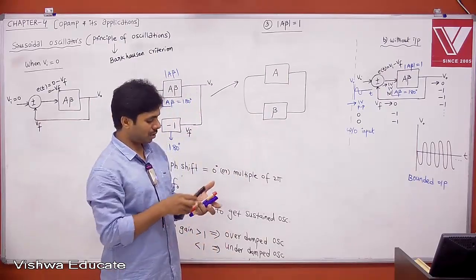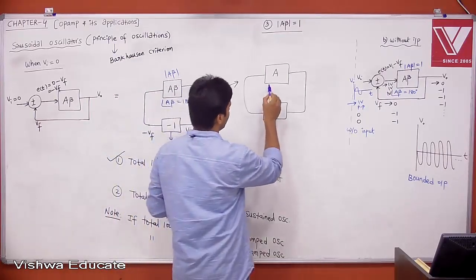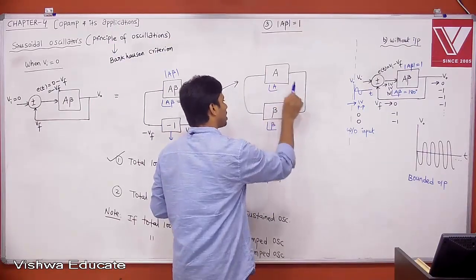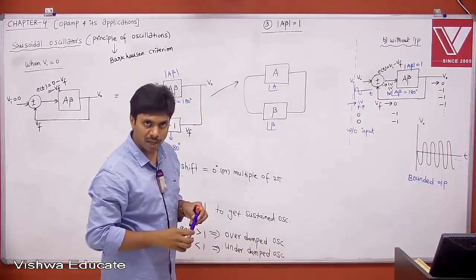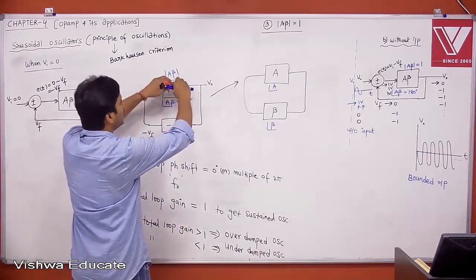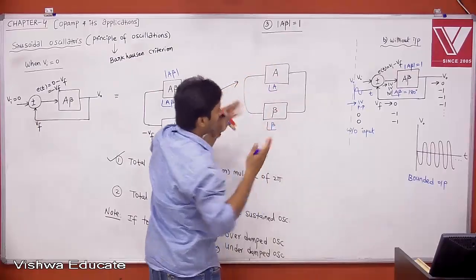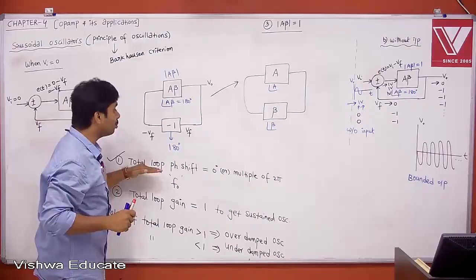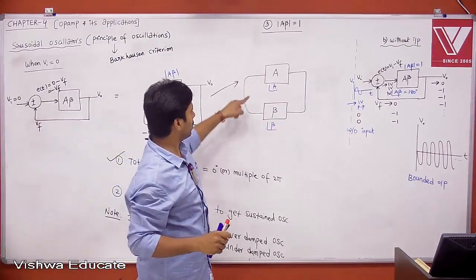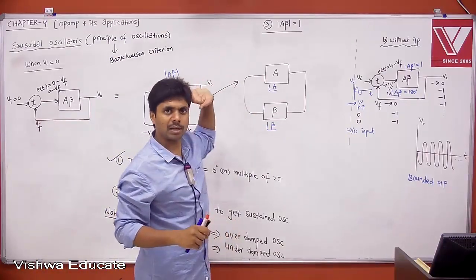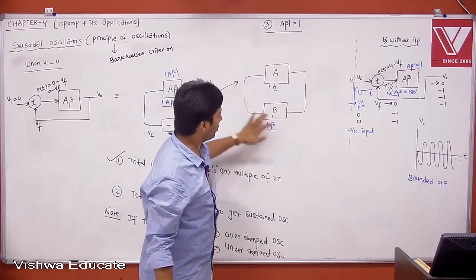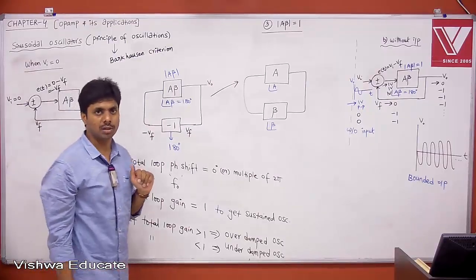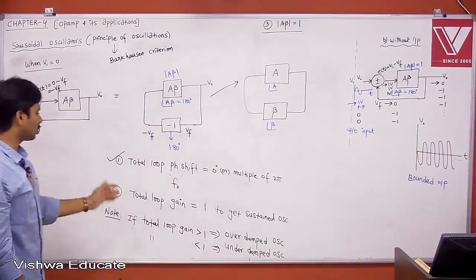What is your loop phase shift? Whatever phase shift you get from A and whatever phase shift you get from beta, the total loop phase shift must be equal to 0 degrees or a multiple of 2 pi. Whether you have A beta combined or separated doesn't matter for us. That's why, in the principle of oscillations, the first point is total loop phase shift. Now there is no input. Input is nothing but simply a noise or a coupling noise, whatever it may be. Therefore, the total loop phase shift must be equal to 0 degrees or a multiple of 2 pi to get the frequency of oscillations. Okay. Now, case 2, the total loop gain.